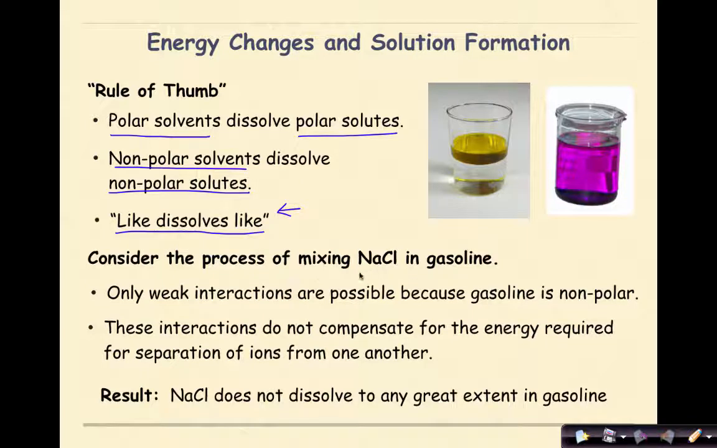Consider the process of mixing sodium chloride in gasoline. Only weak interactions are possible because gasoline is nonpolar. We're going to see London dispersion forces occurring within gasoline. These interactions do not compensate for the energy required for the separation of ions from one another, because of course sodium chloride is held together by the electrostatic forces of positive and negative ions that exist within the ionic crystal. The intermolecular forces that gasoline possesses are very, very weak. They're not going to be able to overcome those intermolecular forces in sodium chloride. Therefore, sodium chloride does not dissolve to any great extent in gasoline.